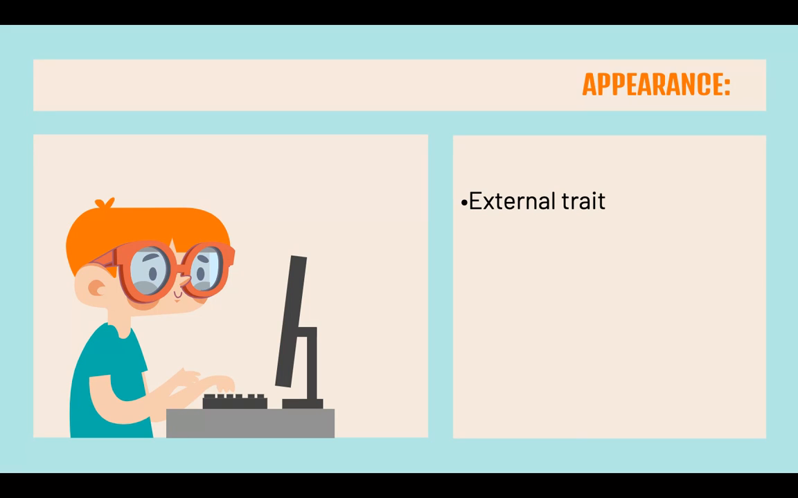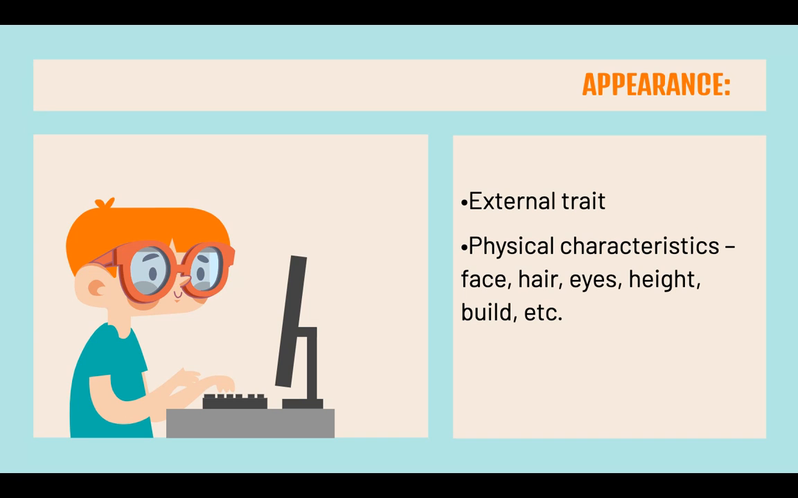So this is an external trait, and what we mean by that is that it's something that, if it was the real world, you could observe just by looking at the character. Obviously, we're talking about text, so you're not going to actually see the character unless you're reading a picture book. But in chapter books, or in text that you might find in other places besides a picture book or a graphic novel, you're not going to see the character, okay? So that includes things like their face, their hair, their eyes, their height, their build, etc. Everything that you can see about the way they look.